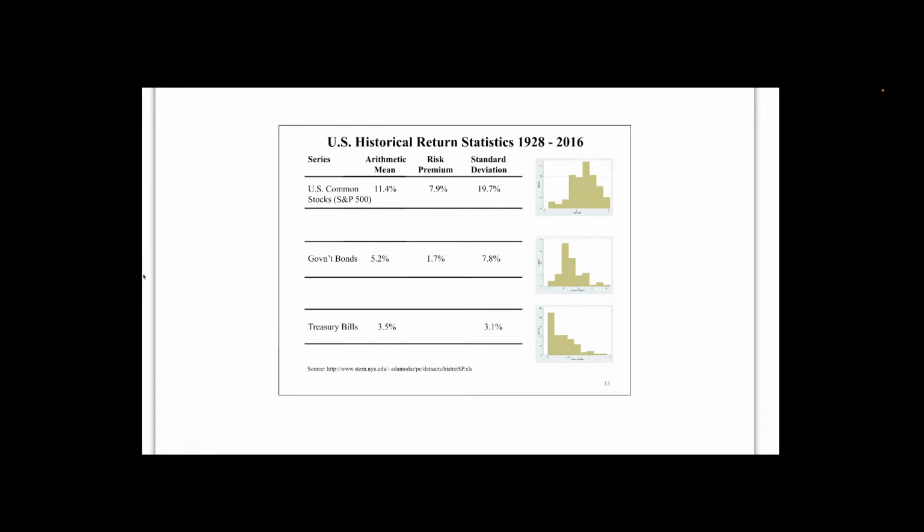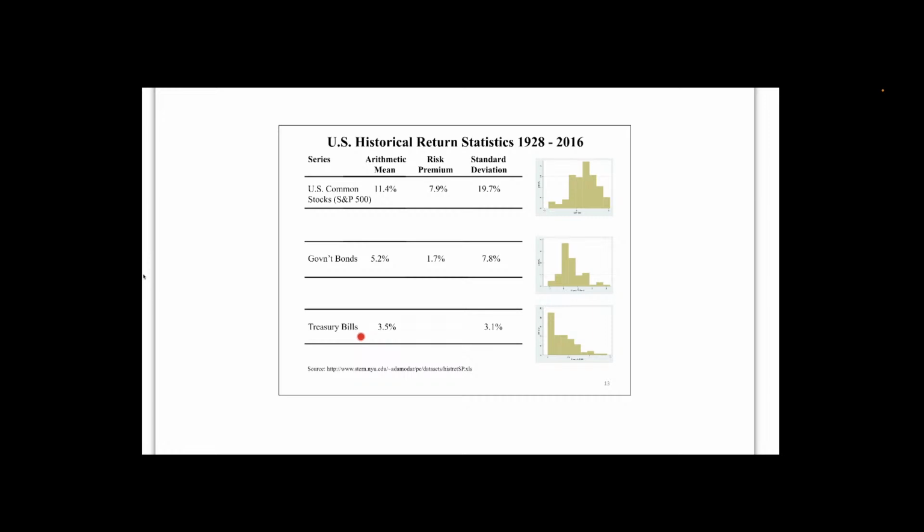Government bonds as less risky at 5.2 and 7.8% standard deviation. But the risk-free asset, the T-bills, will be 3.5% with a standard deviation of 3.1%. What we want to do, looking at these asset classes together, is think about the risk premium. The risk premium is a measure of, on average, what is the premium required by investors in risky assets over and above T-bills, the risk-free asset.